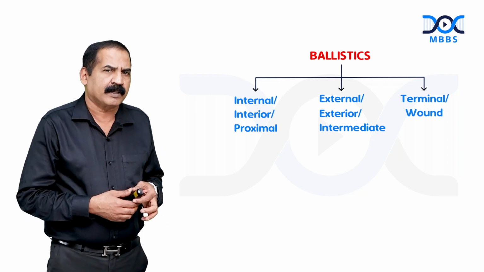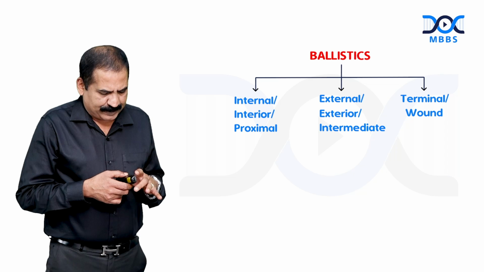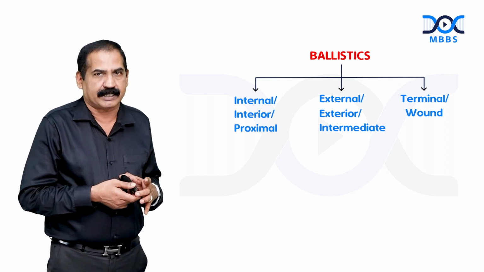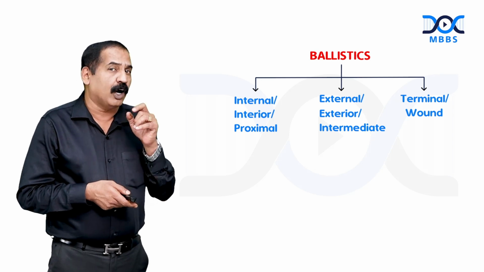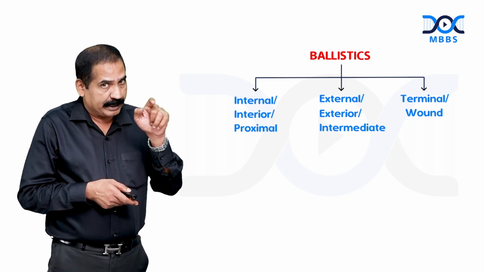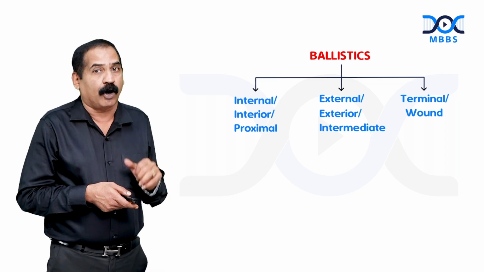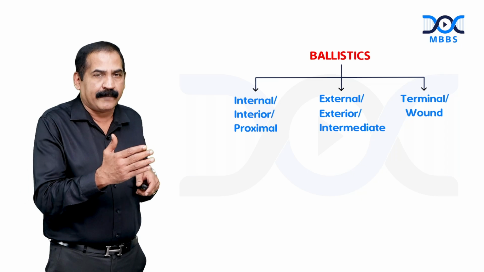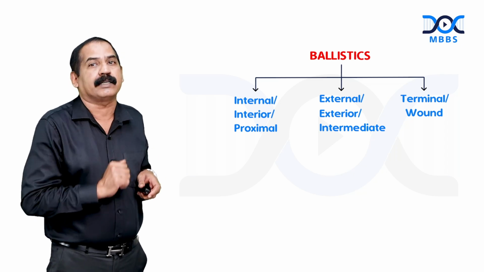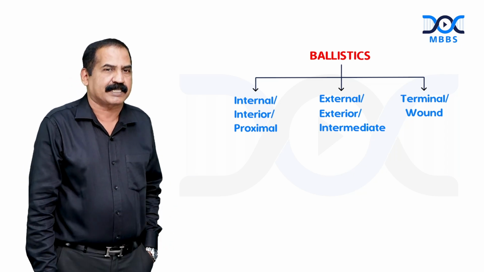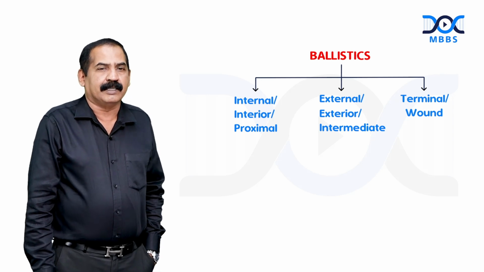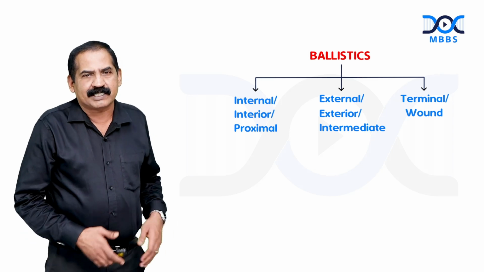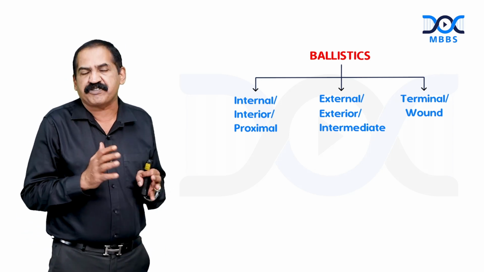Briefly telling, whatever mechanism takes place within the gun is internal ballistics. Study of the effects of the projectile in the body or in the target is terminal ballistics. Whatever is in between the gun and the target is intermediate ballistics. In other words, internal ballistics means the study of changes within the gun. Gun means firearm.